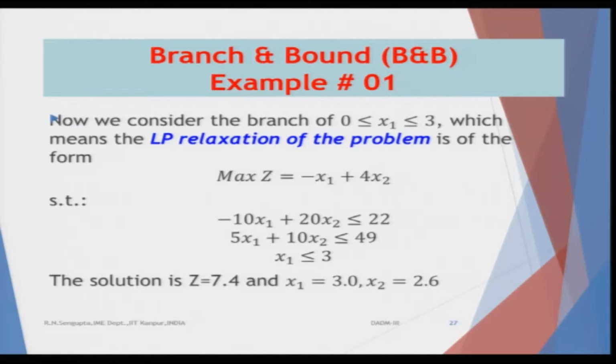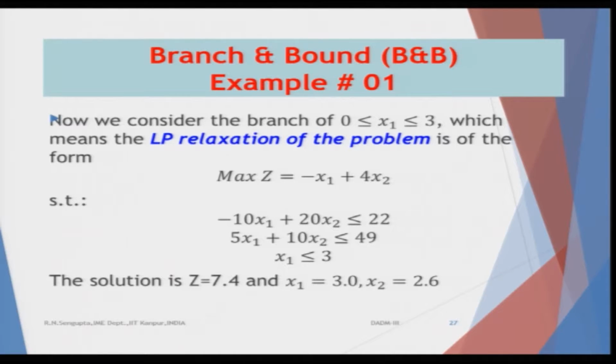So, I will directly go to the linear programming relaxation and just highlight the fact where we have changed it, which I am doing for each and every step. We consider the branch of x1 between 0 and 3 continuous linear programming, remember, which means the LP relaxation of the problem is of the form like this. It is a maximum problem, same objective, constraint number 1, minus 10x1 plus 20x2 less than equal to 22 remains the same, 5x1 plus 10x2 less than equal to 49, which is the second constraint, remains the same.